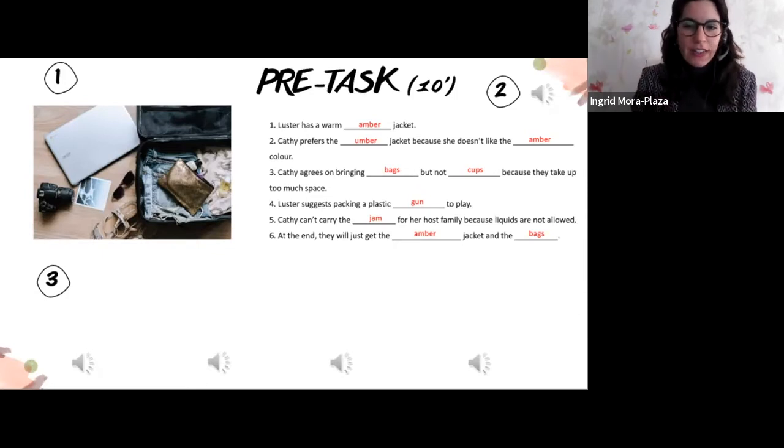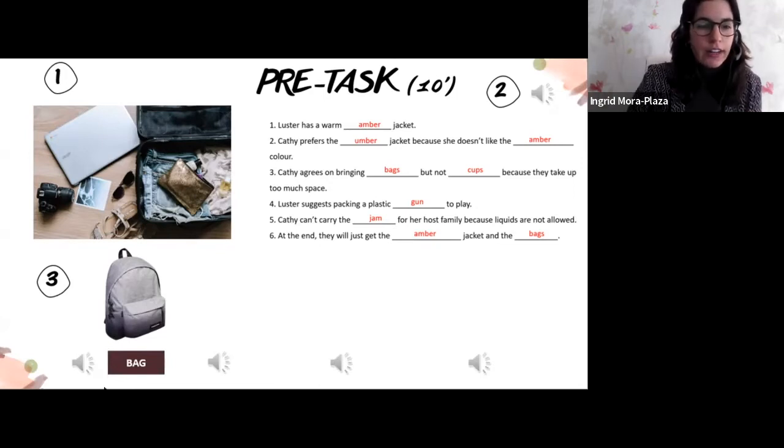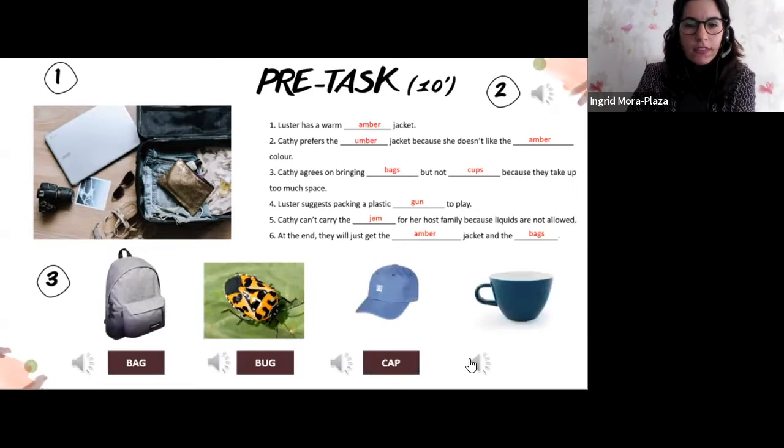Right, so we did this listening activity, and finally, the very last task of this pre-task, in this one, I just showed an illustration of the target object on the screen, and I elicited the word, and as a form of feedback, I would give them the orthographic form of the word, and also they could listen to the pronunciation. Bag. Bug. Cap. Cup. Like that. So this was a way for them to receive feedback.